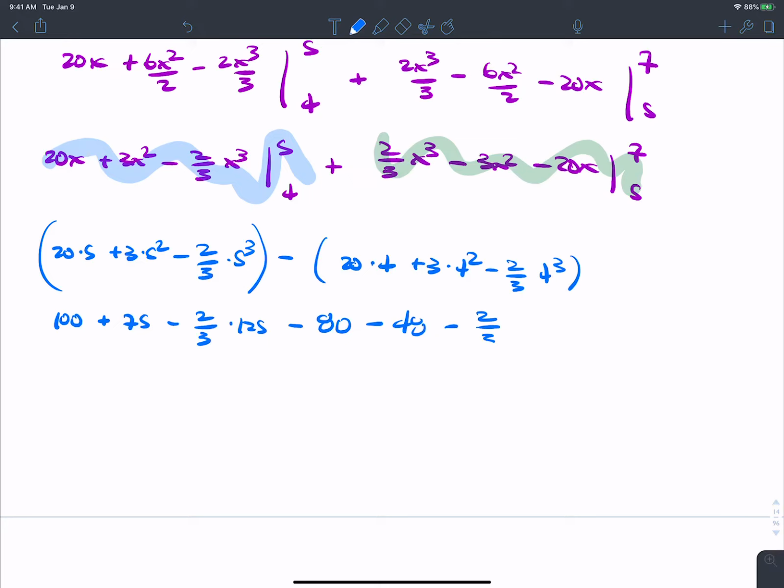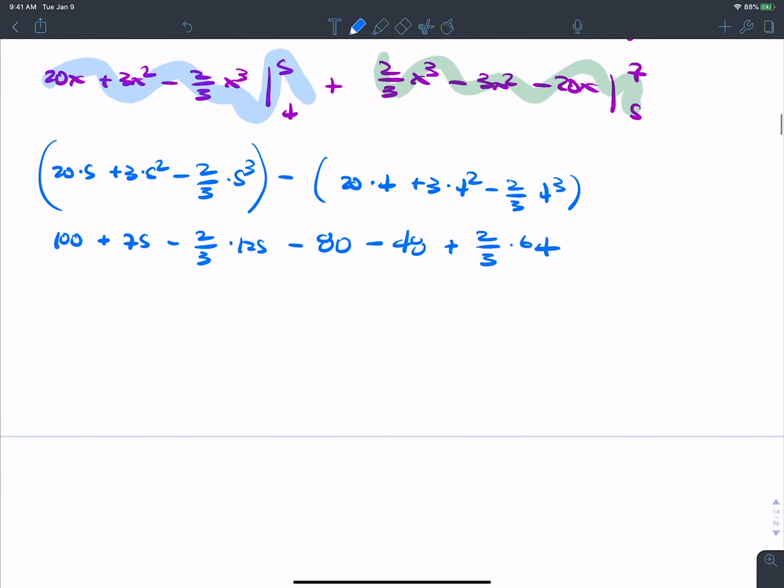Minus 2/3 times, does anybody know what 4 cubed is? And is that minus or plus? Plus 2/3 times 4 cubed. Isn't that 64? Double check. All right, thank you. Let's do some arithmetic. 175 minus, let's put the whole numbers together, 128, minus 2/3 times 125 plus 2/3 times 64.